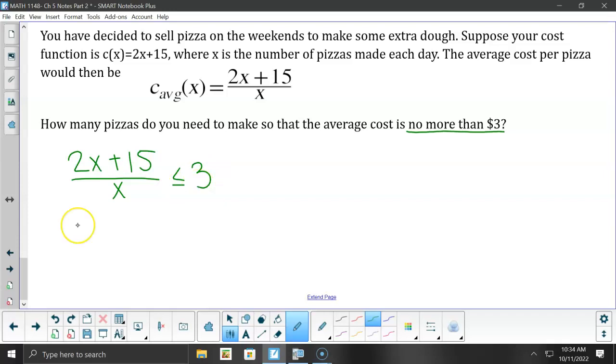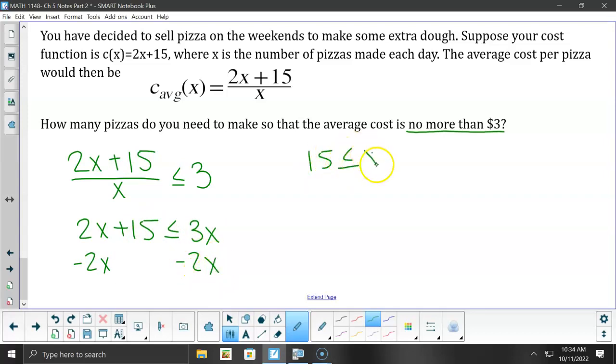Can we solve this? Well, you're trying to minimize your costs. So how much it's going to cost for you to get the stuff to make the dough, your time, all that stuff. Can we solve this from here? Yep, multiply both sides by x. Yep, move that 2x. So 15 is less than or equal to x. Let's flip that around. x has to be greater than or equal to 15. So I need to make at least 15 pizzas.